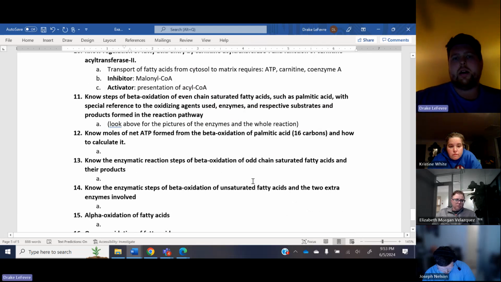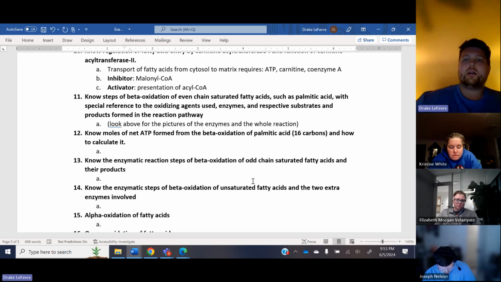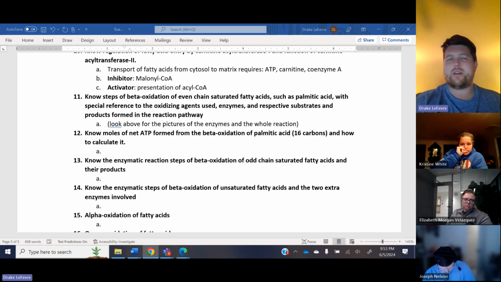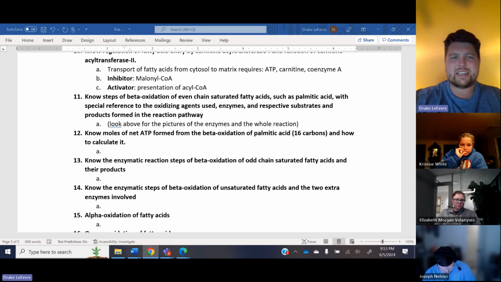Moles of net ATP formed from the beta oxidation of palmitic acid and how to calculate it. I don't remember him ever actually saying this.